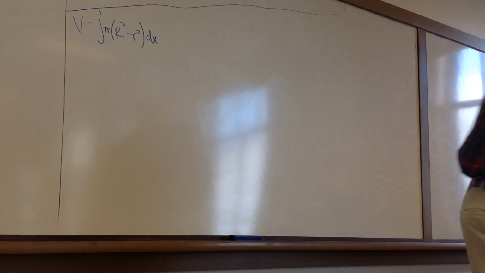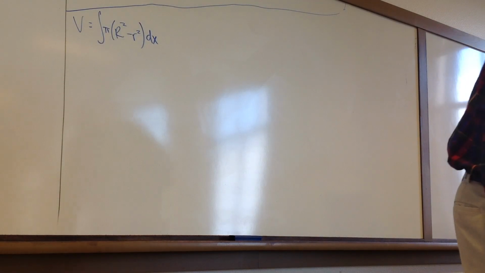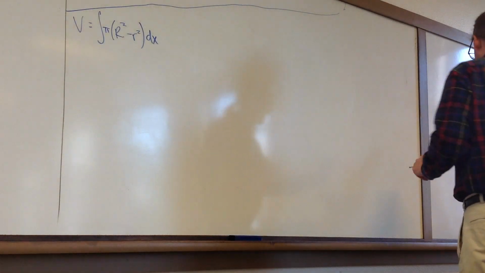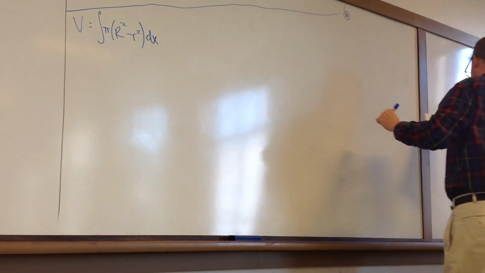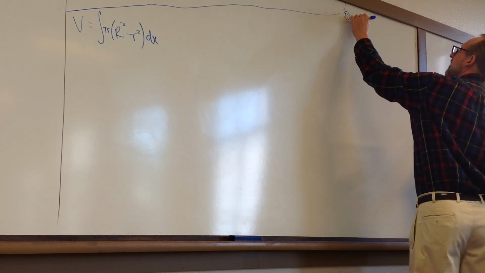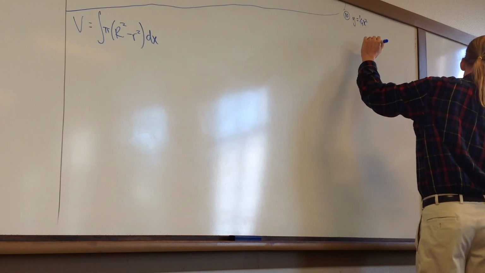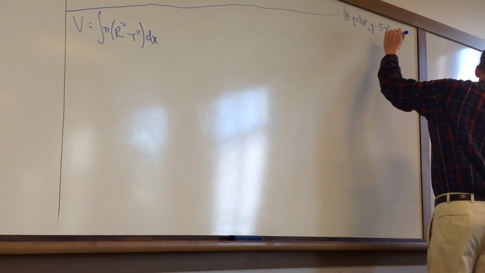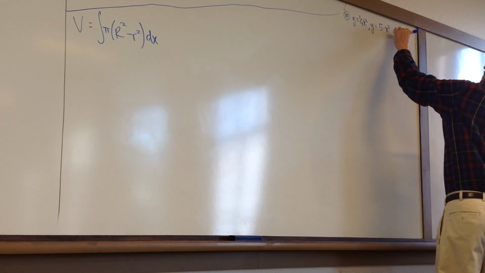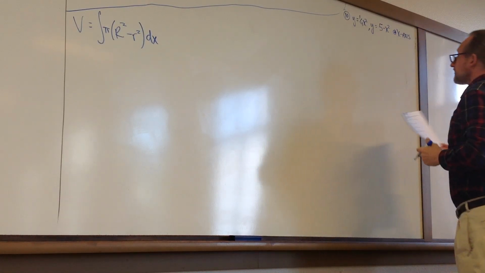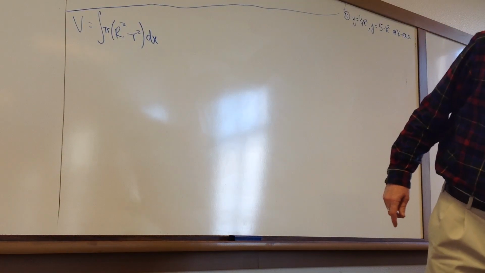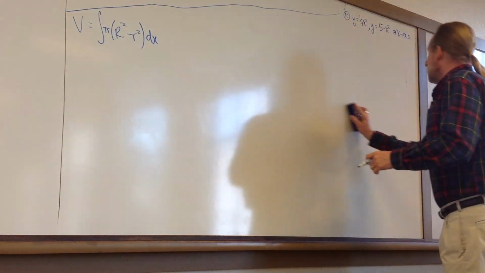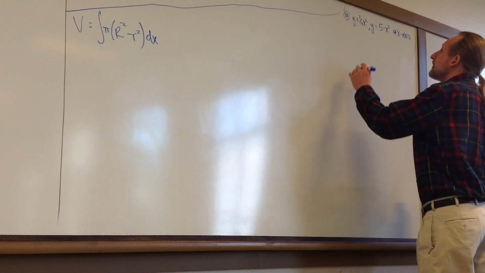Okay, let's see. Which one do we want to do here? Problem 10 is a good washer problem that goes around the x-axis. And what do we have here? Y equals 1/4 x squared, and y equals 5 minus x squared, and we're going about the x-axis. Okay, so again, we want to get a good sketch of what this looks like. I encourage you to use the graphing calculator to help you visualize what this is going to look like.